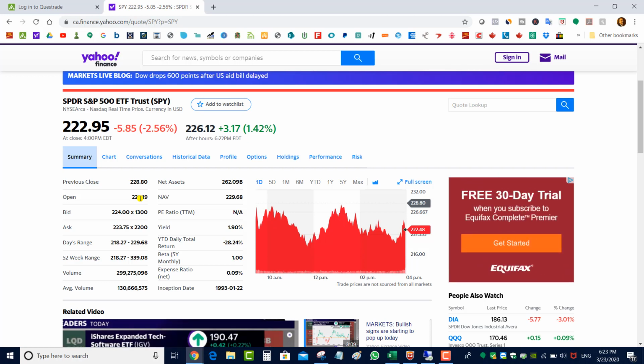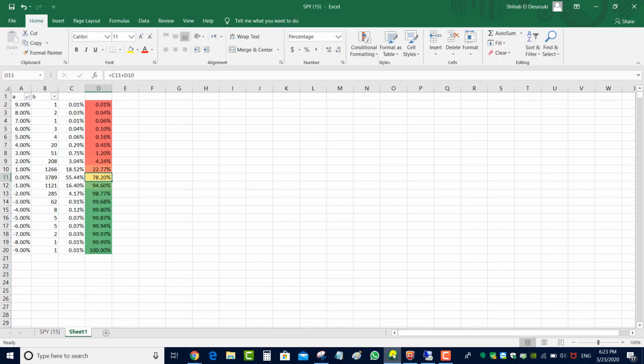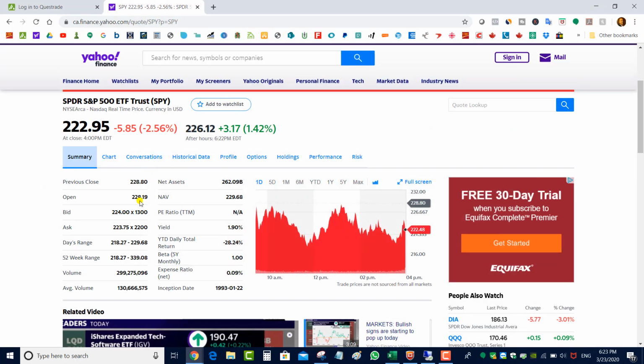6,800 days of stats or data, SPY has a 78%. What was the percentage again? 78% chance of closing the day at 228 or higher. Okay. Today, it actually closed at 222, 223. Today, it closed 3% lower than the open of 228.